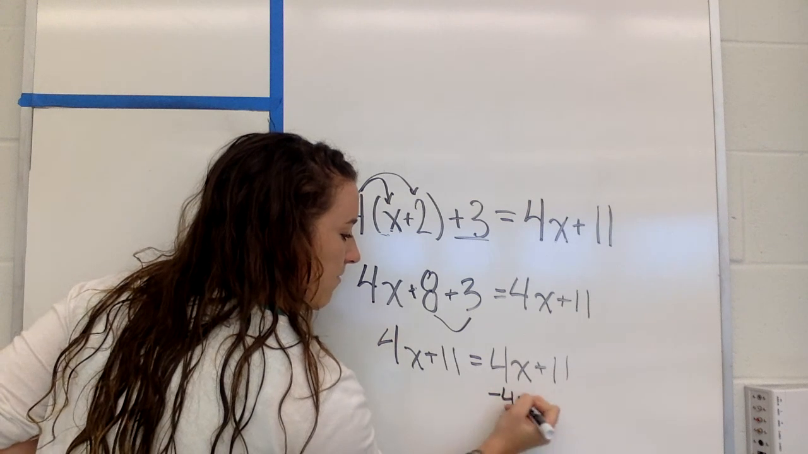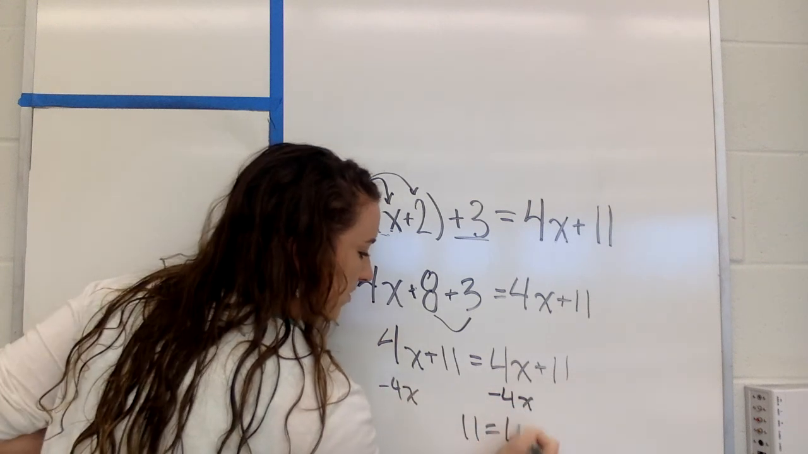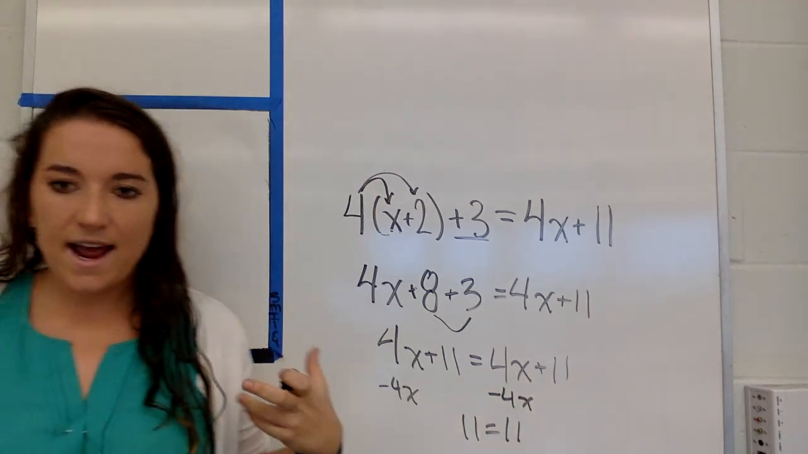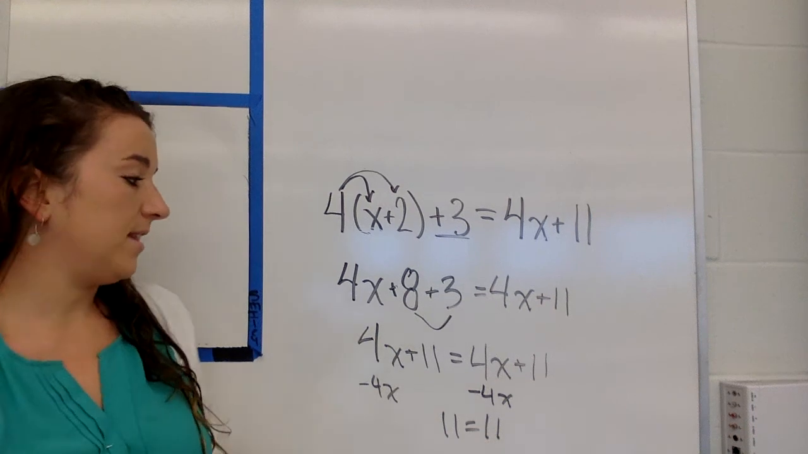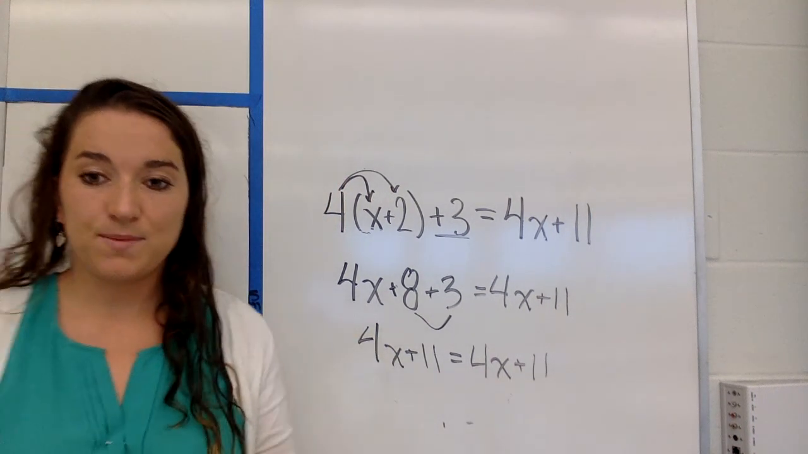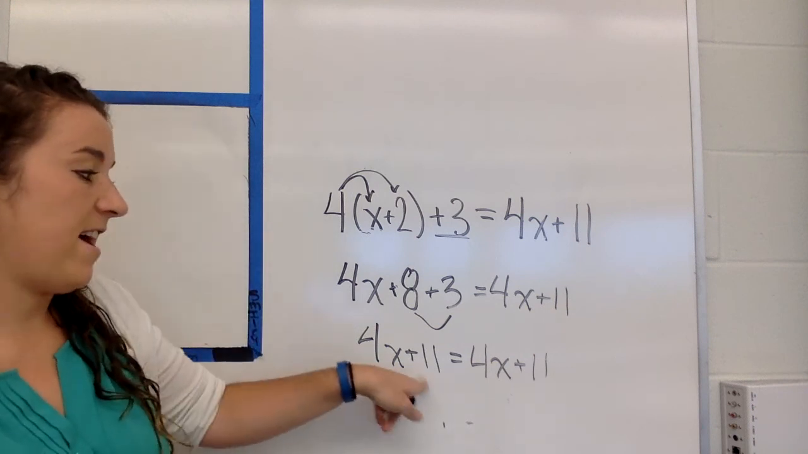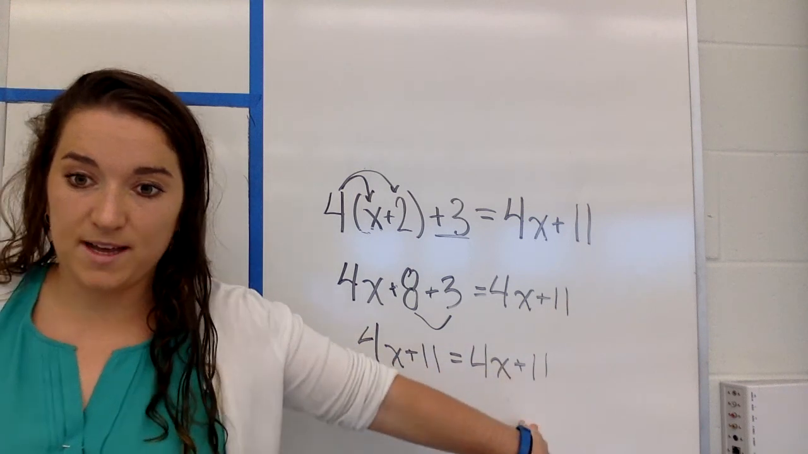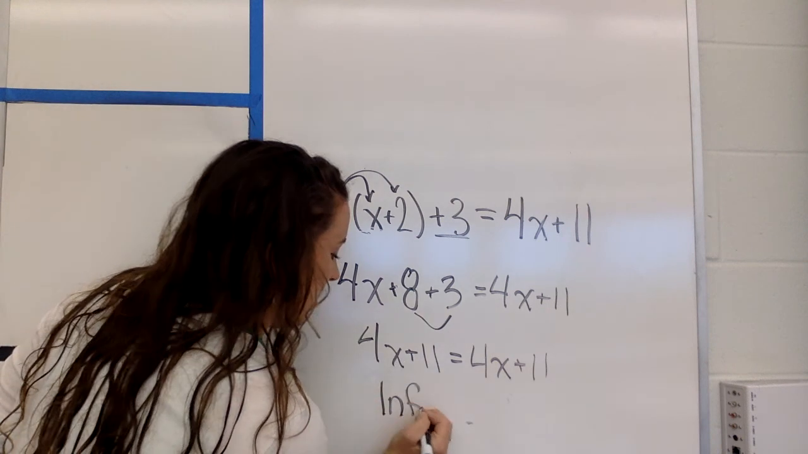So if I get rid of my 4x's on both sides, I end up with 11 equals 11. Is that ever not true? No, 11 is always going to equal 11. So no matter what value we put in place for x, whether that's 1, 2, 3, 4, or 5, you'll always end up with 4 times that value plus 11 equals 4 times that value plus 11. So the answer is infinite solutions.